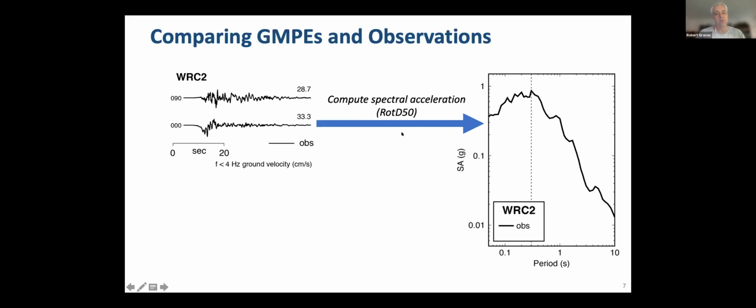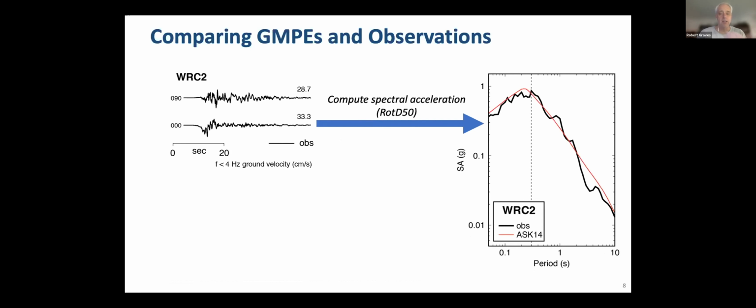So that combines those two horizontals into a single metric. And that's shown in the plot on the right. So we're looking at peak spectral acceleration on the vertical axis as a function of period. And that can then be compared, in this case, with a ground motion prediction equation.